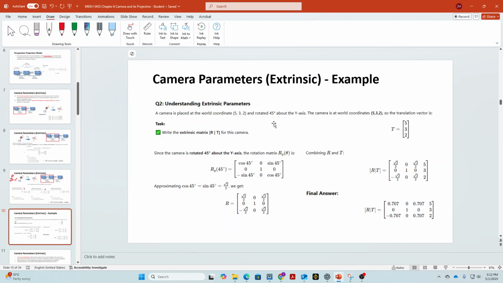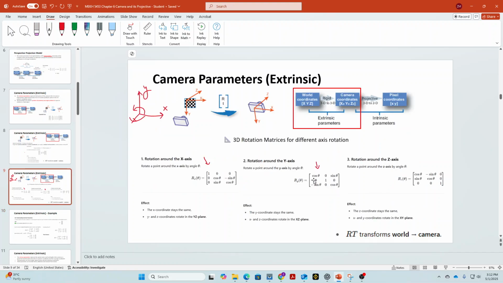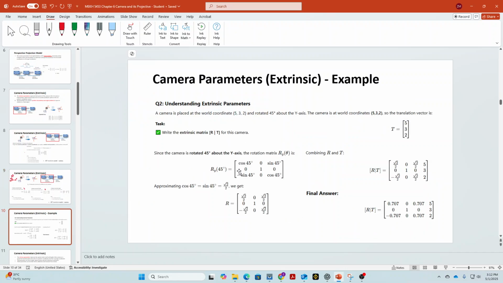So the rotation about the y-axis is cos theta, sin theta, negative sin theta, cos theta. We're going to use 45 degrees here. So get all the information and calculate based on the cos and sin, and then you can finally get the rotation, which is this value: 0.7, 0, 0.7, 0, 1, 0, -0.7, 0, 0.7. So this is the rotation matrix, and the translation vector is which one?